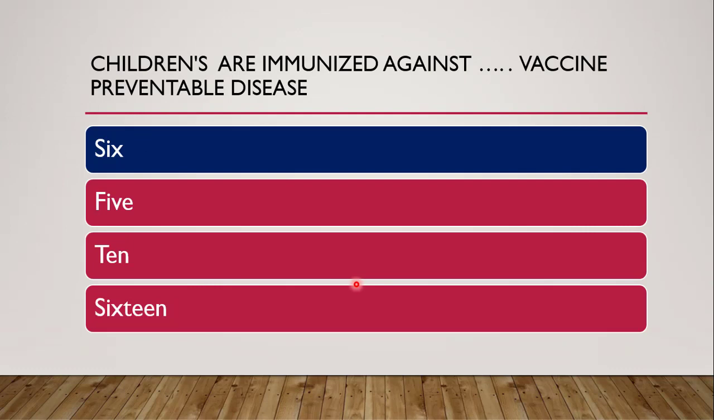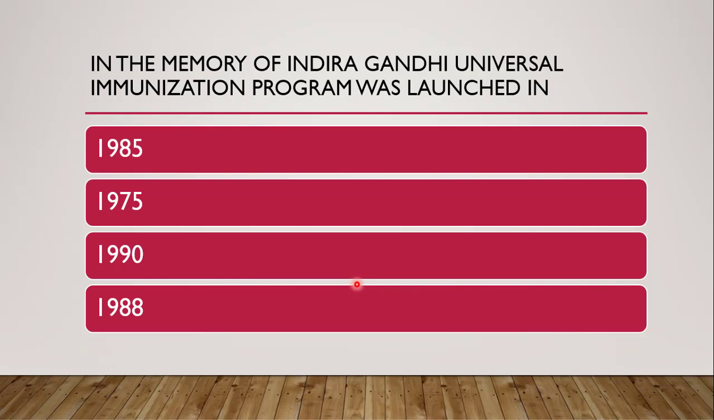For example, the first one is DPT. So diphtheria, pertussis, tetanus, these are 3. Then polio is 4th, BCG is 5th and measles is 6th. So these are the 6 vaccines which are used against 6 vaccine preventable diseases, and typhoid also. So the correct answer is 6.